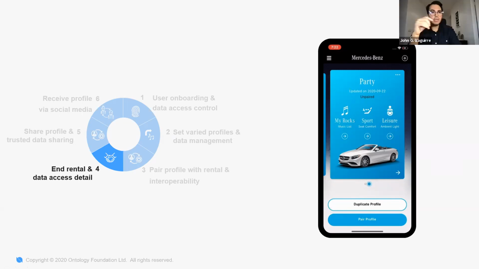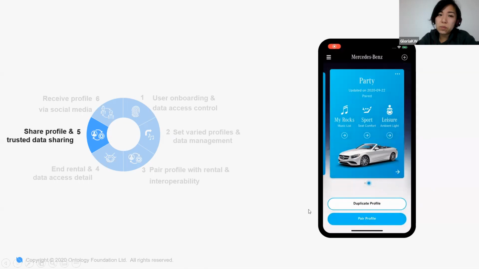Thank you. No worries. So, ending your rental and data access: when you're happy with what has been shared and what will be distributed, you can just end the rental, end your profile, and you're going to have access to what was shared, what stays in the app itself, and what you wish to share in the future when you do another rental, whether in that country, city, or continent, wherever you find yourself. So for points 5 and 6, Gloria will wrap it up. And thank you everyone for being here. Sure.